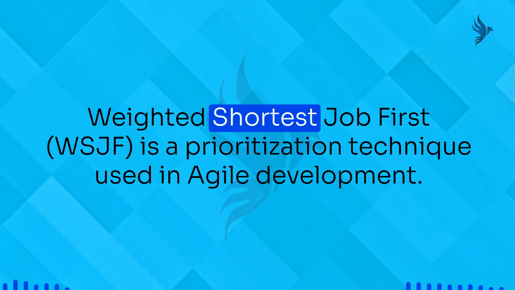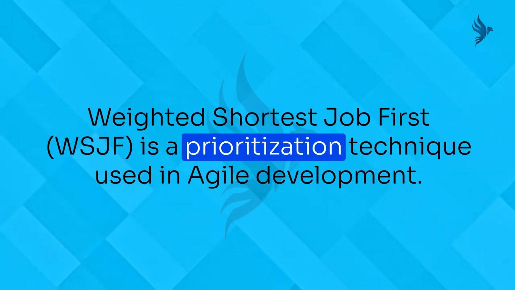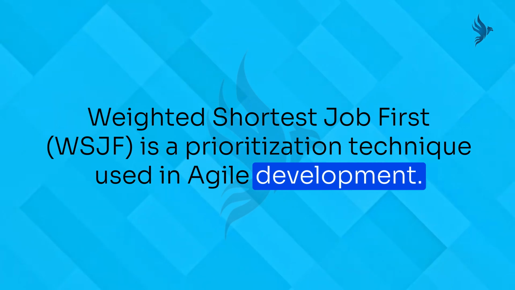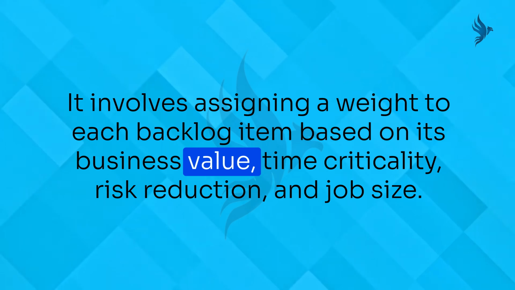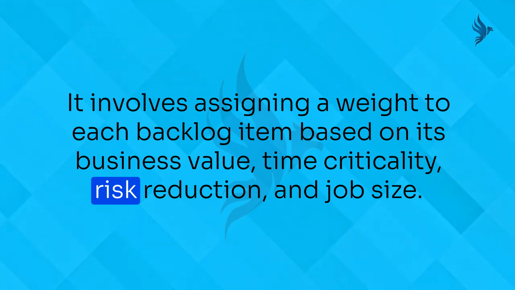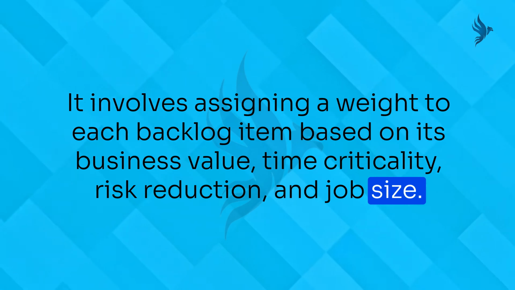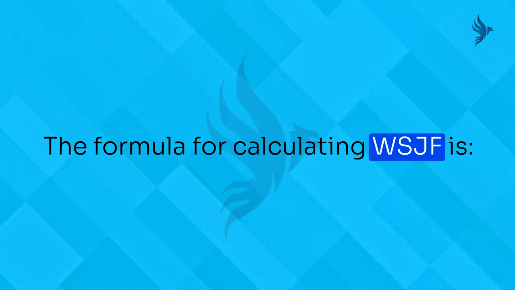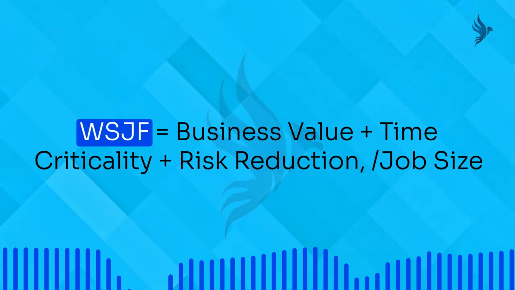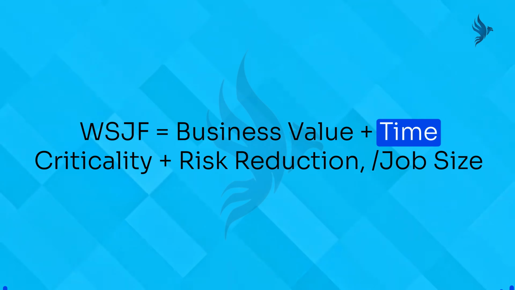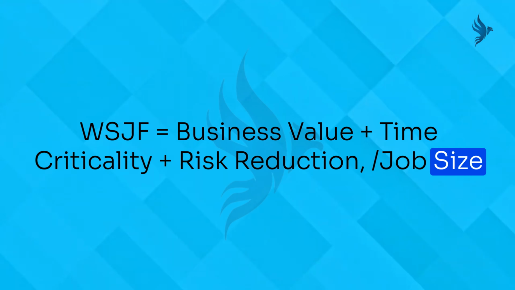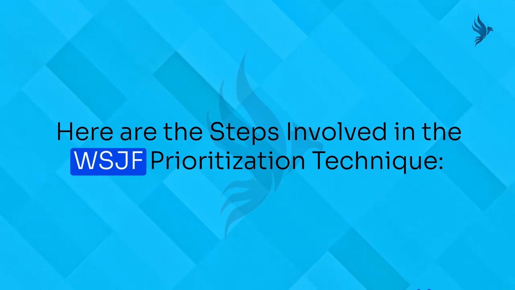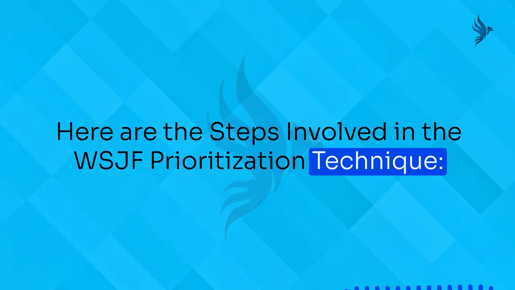8. Weighted shortest job first is a prioritization technique used in agile development. It involves assigning a weight to each backlog item based on its business value, time criticality, risk reduction, and job size. The formula for calculating WSJF is WSJF equals business value plus time criticality plus risk reduction divided by job size. Here are the steps involved in the WSJF prioritization technique.